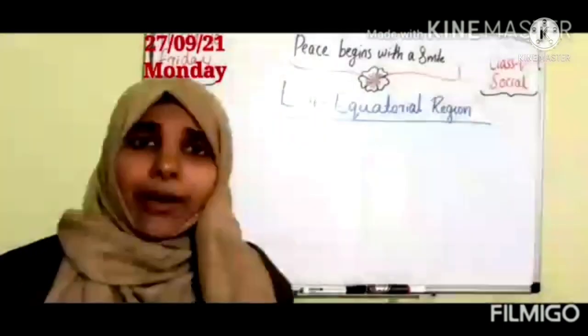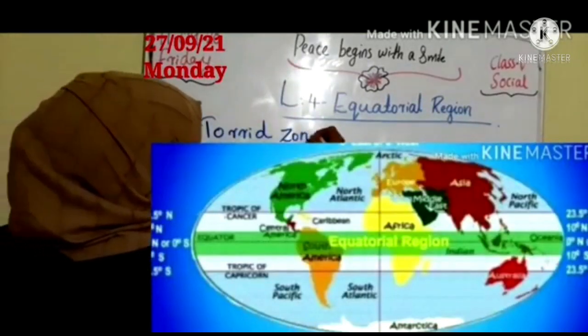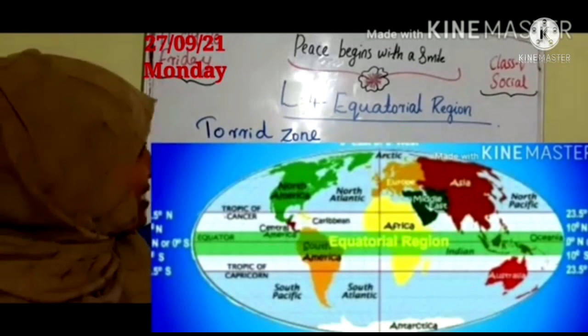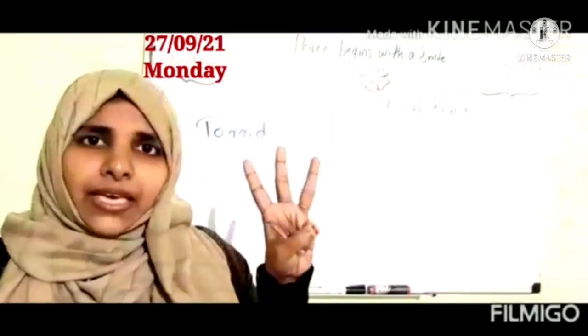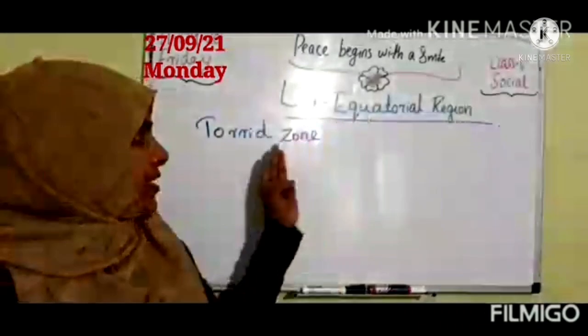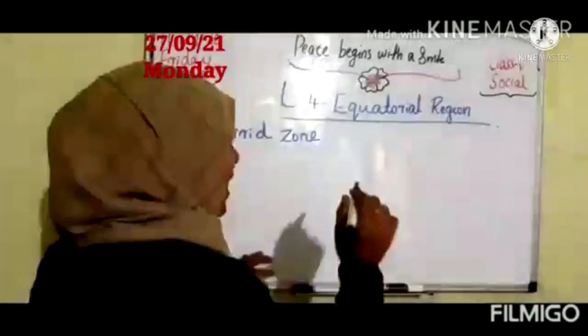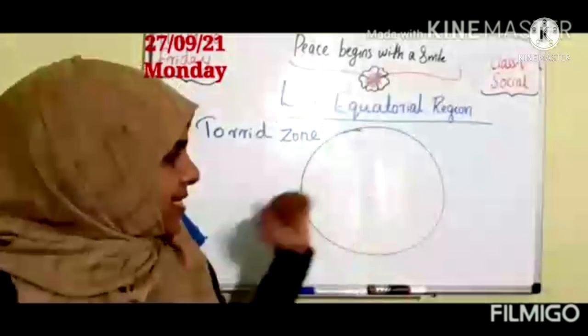As you all know, the equatorial region lies in the torrid zone, is it? Different types of zones we also discussed and learned. What are the three different types of zones, children? That is torrid zone, temperate zone and frigid zone. So the equatorial region lies in the torrid zone. So first we have to draw the earth. Then we can easily understand where the equatorial region is located.